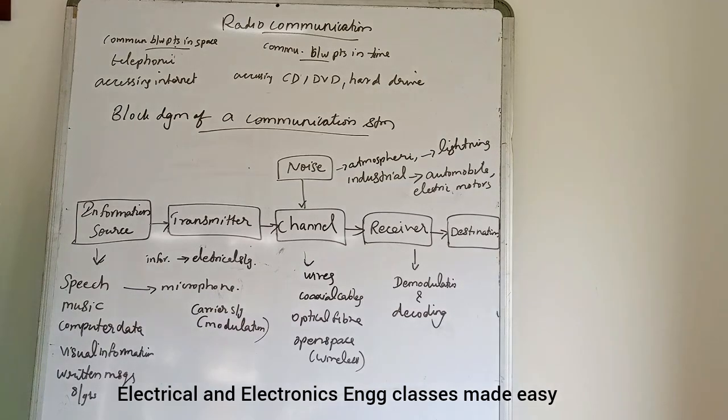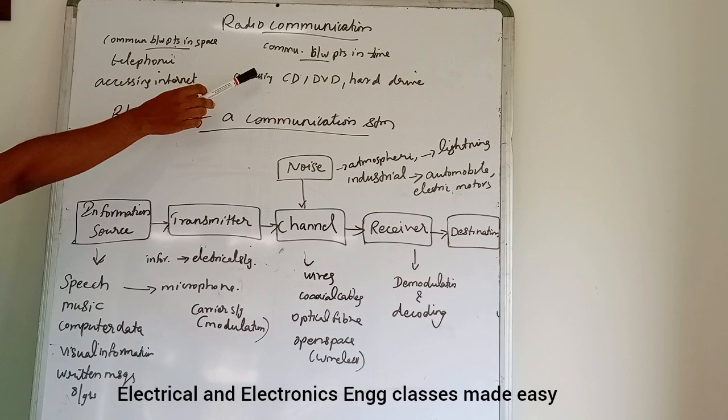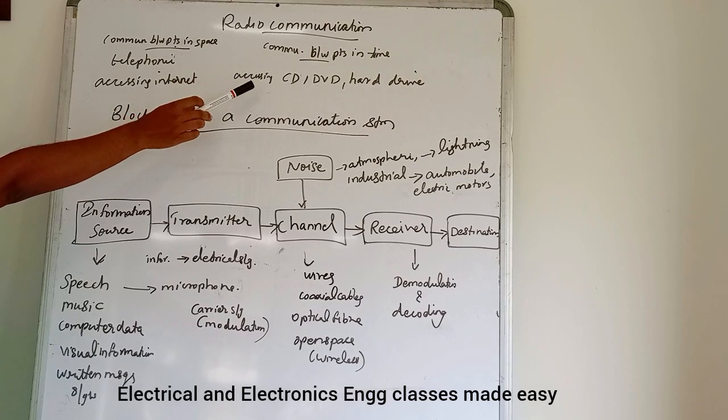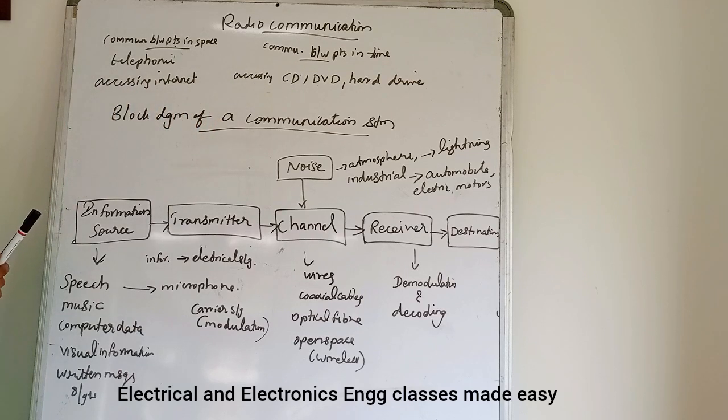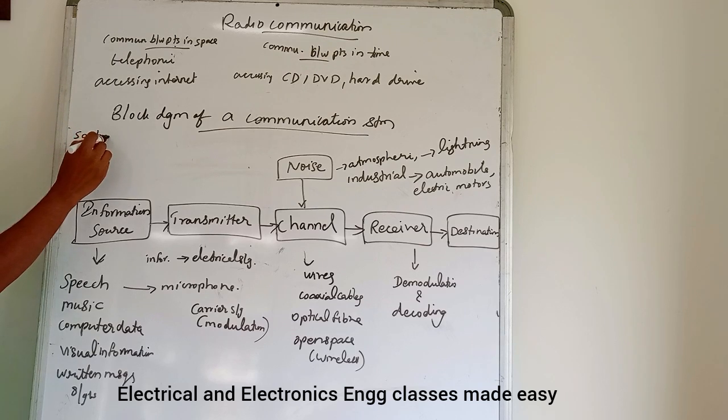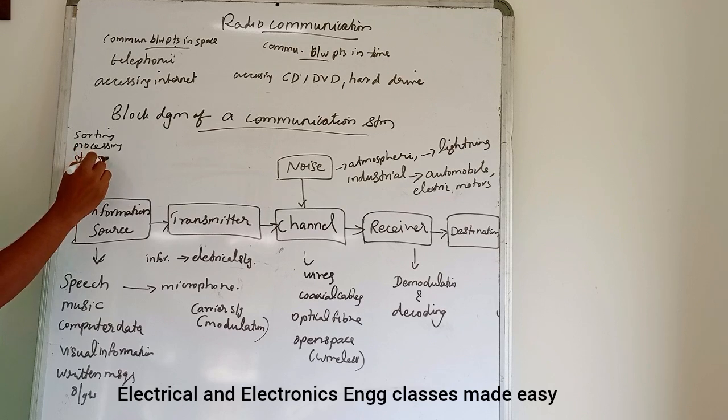Examples of communication between two points in time include accessing a storage device such as CD, DVD or hard drive. And the communication system involves sorting, processing and storing information.